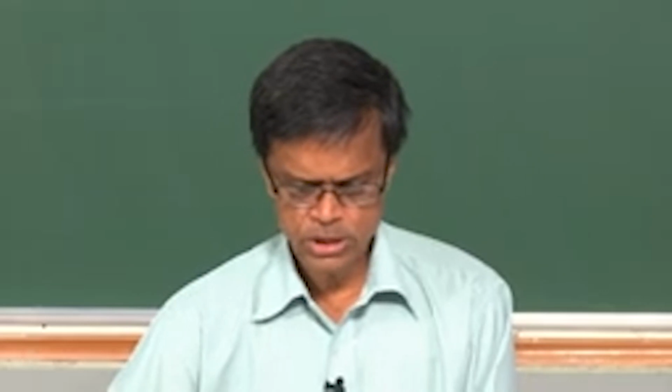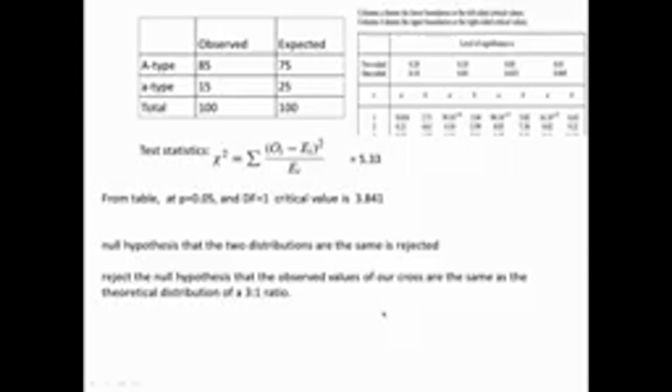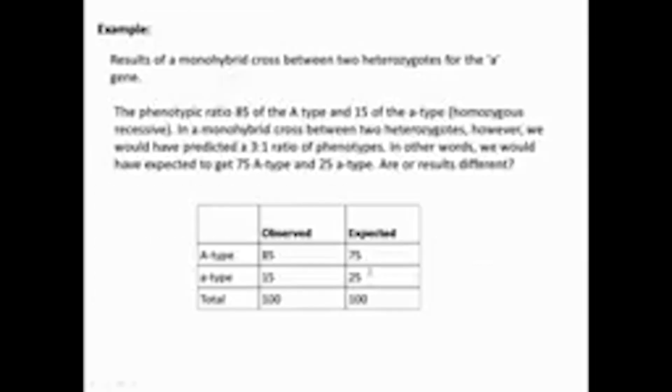Once you reject the null hypothesis that the observed values of our cross are the same as the theoretical distribution of 3:1, we conclude that generally we expect 3:1, but we find a phenotypic ratio of 85:15, which is not the same. Do you understand?